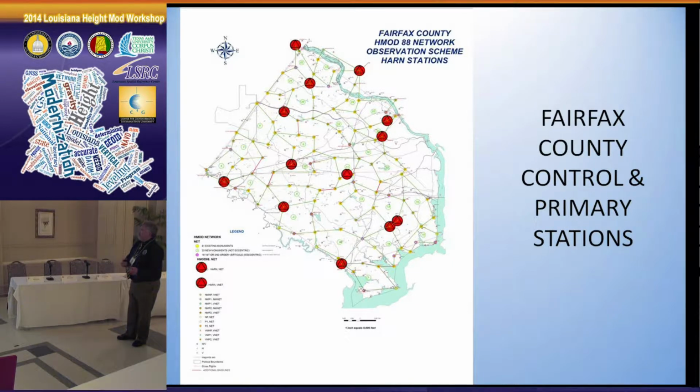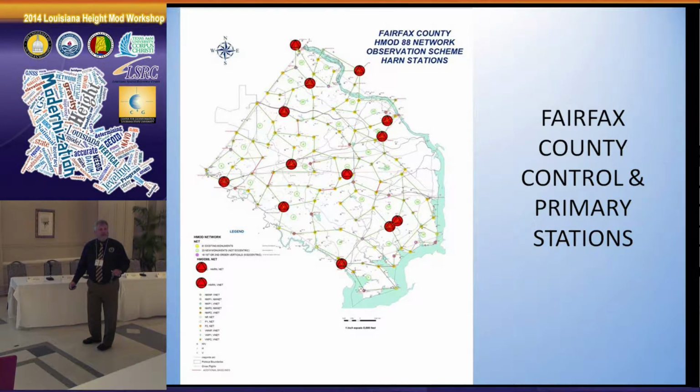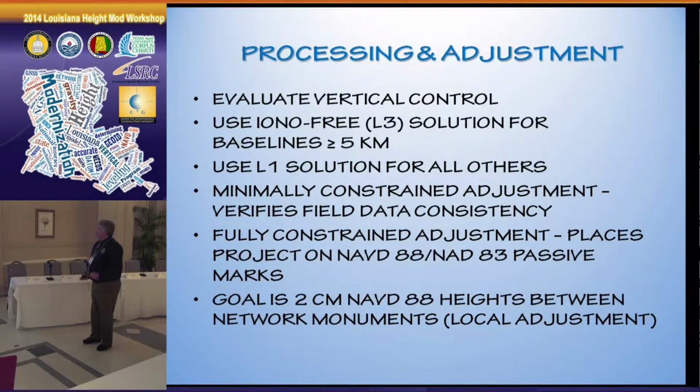And there were problems. And the county, Fairfax County, actually did what they called geodetic leveling, without any procedures. And we used some of those verticals.